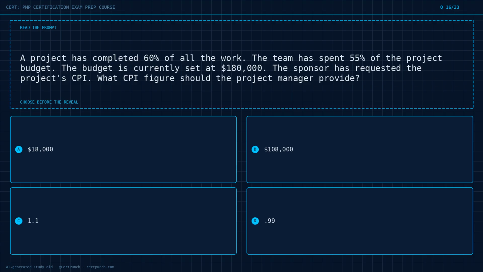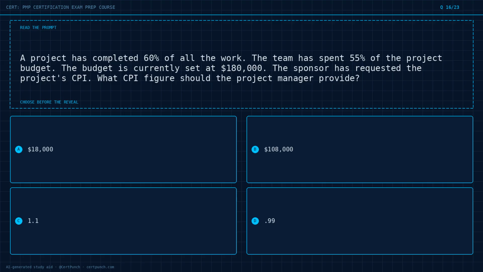Question 16 of 23. A project has completed 60% of all the work. The team has spent 55% of the project budget. The budget is currently set at $180,000. The sponsor has requested the project's CPI. What CPI figure should the project manager provide?